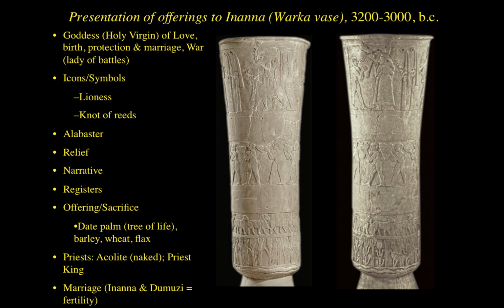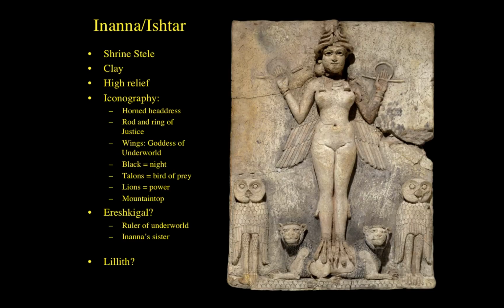Some of her iconography, the lion or lioness, and remember back to the lion and the significant role the lion played, as we saw at Chatal Huyuk. Also, I'm going to go here, her iconography, because our focus is on iconography. She's typically shown with a horned headdress, and the horns connect to the bull power, and she's also the goddess of war. She's holding the rod and ring of justice, again, law, order, and so on. She has wings so that she can soar, all seeing, all knowing.